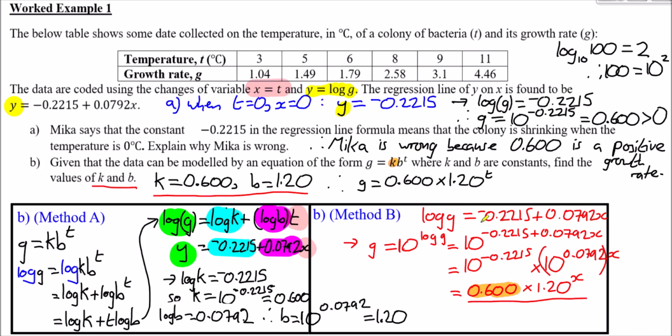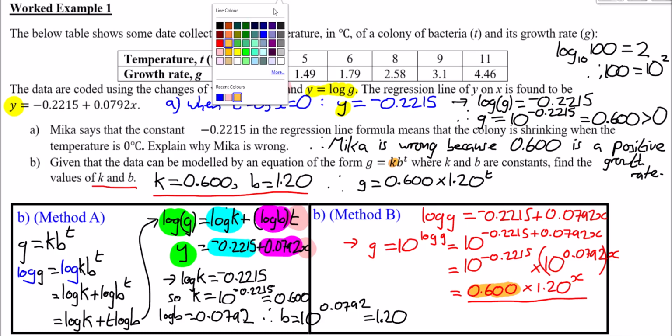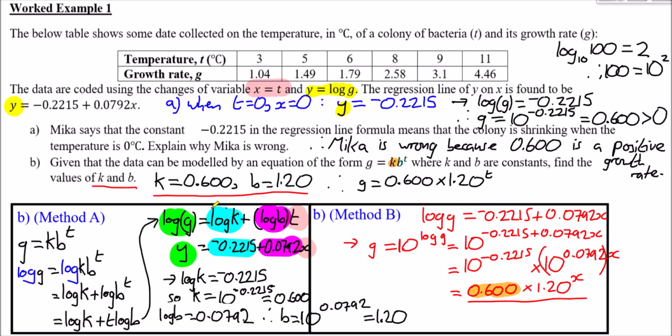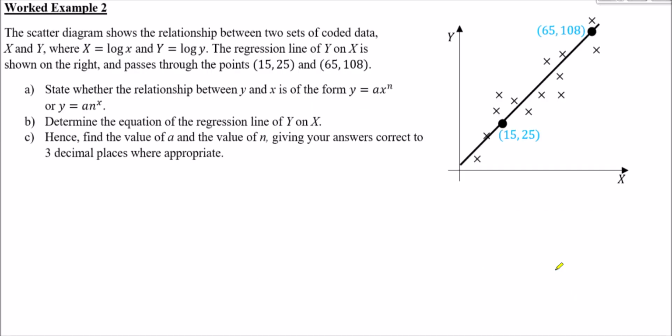So therefore b has to be 1.20, which again we mentioned before as well using this method A, which is my preferred method, but pick whichever method makes most sense to you. So that's worked example 1 done. Let's have a look at one more before I ask you to try some of these on your own. So worked example 2 is a scatter diagram based one.